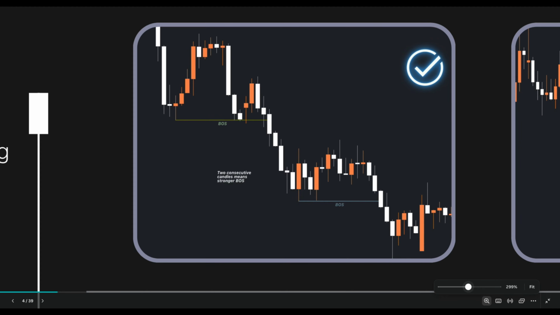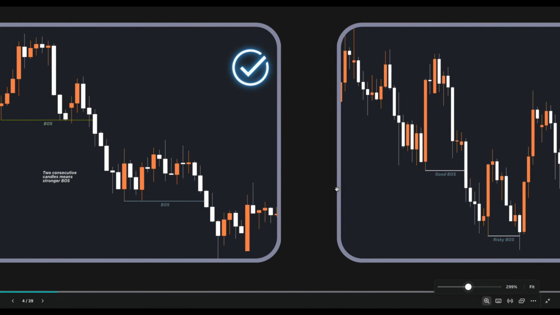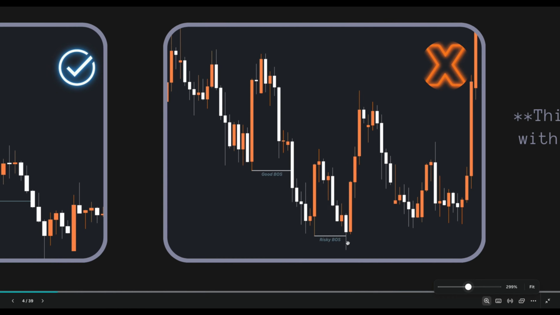Okay, I've talked about this in my liquidity and inducement video. I would also recommend you watch that. Please watch all of that. But yes, I have talked about it in that video. And here you can see also this example of what a good breakout structure looks like and what a not so good breakout structure looks like.